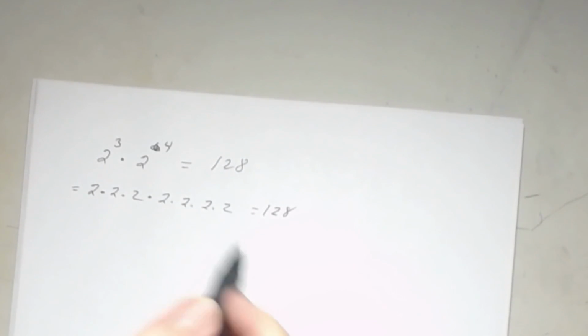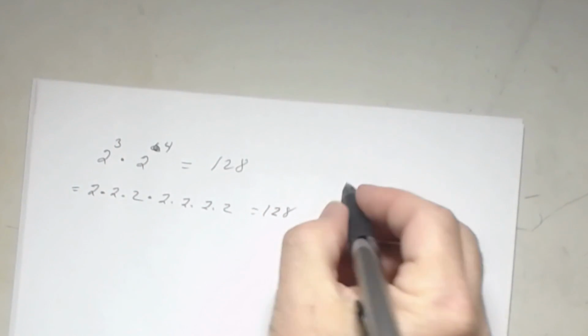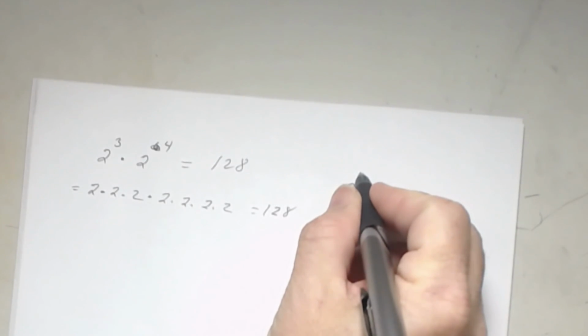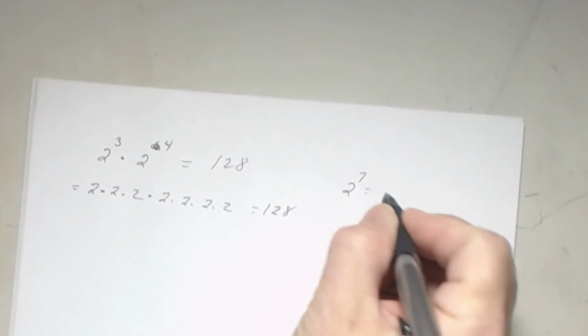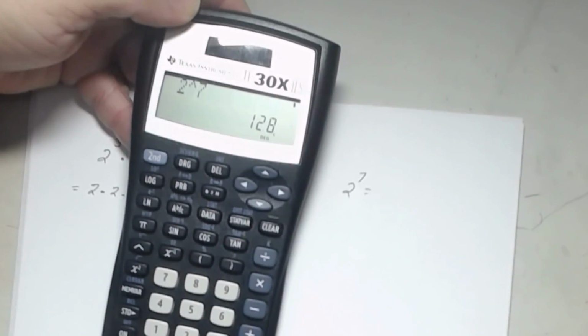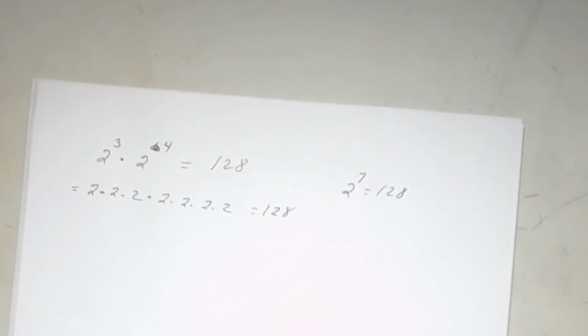All right, now, remember we said that the bases here were what? The same. Okay, now I want you to notice something. I want you to use your calculator and tell me what 2 to the 7th power is in your calculator. So 2 to the 7th is also what? 128. So if they have the same base, you can just add the exponents?